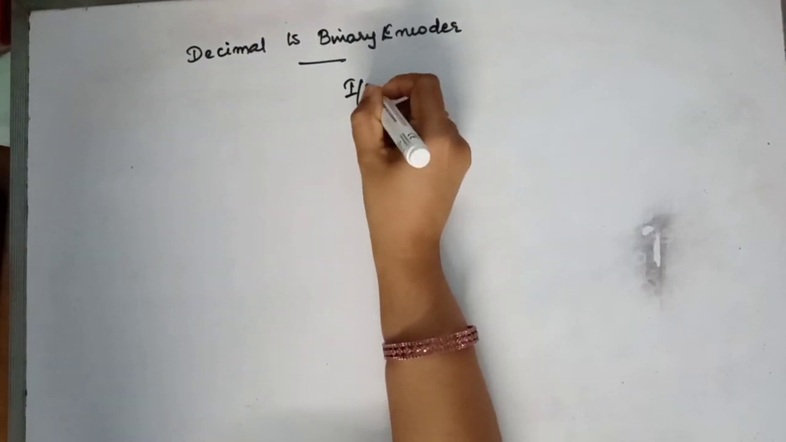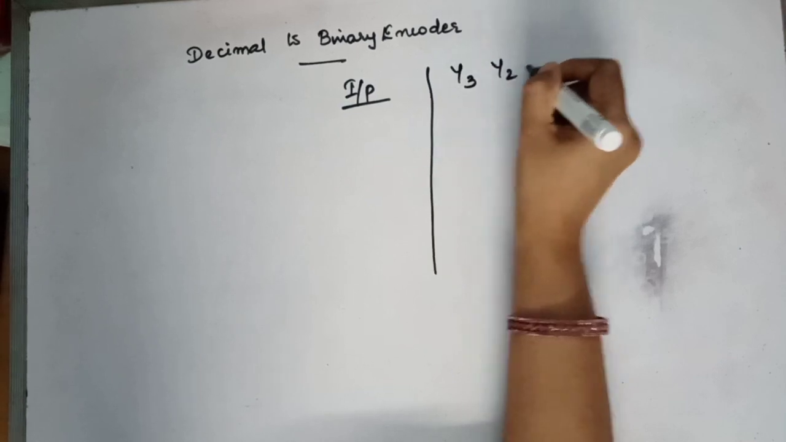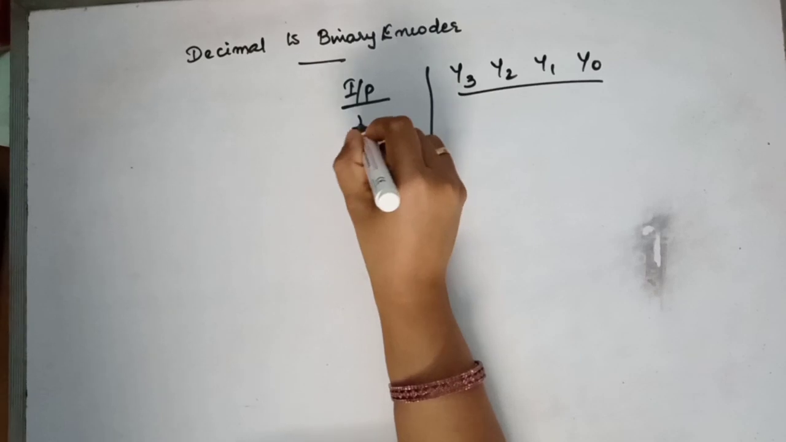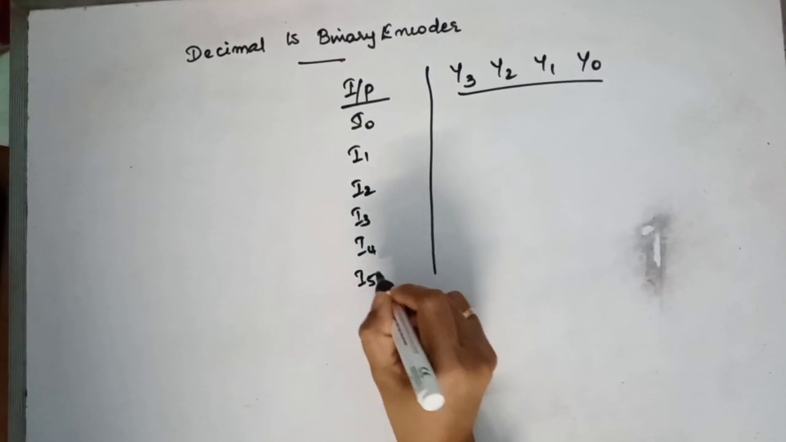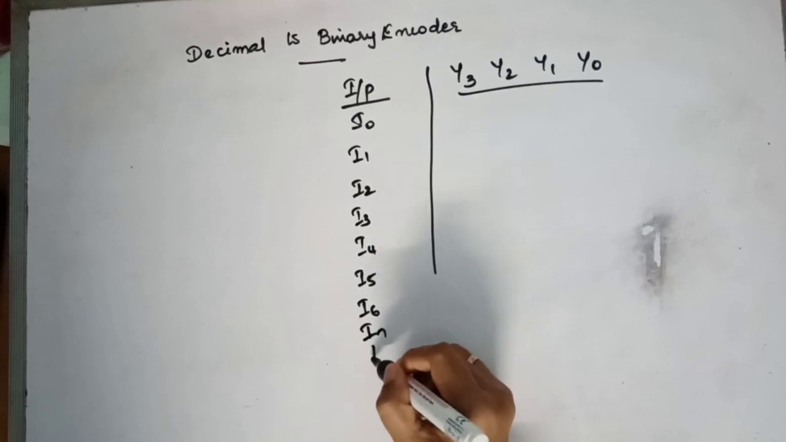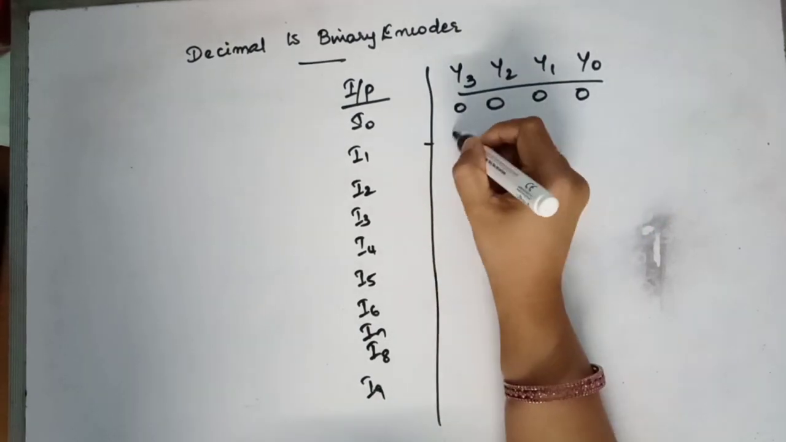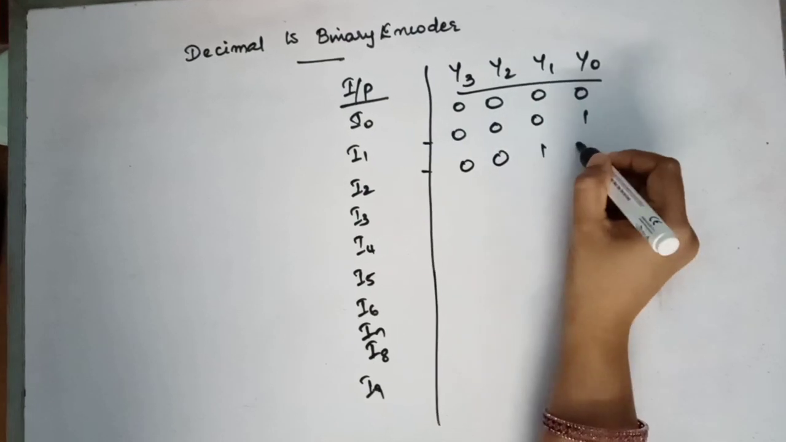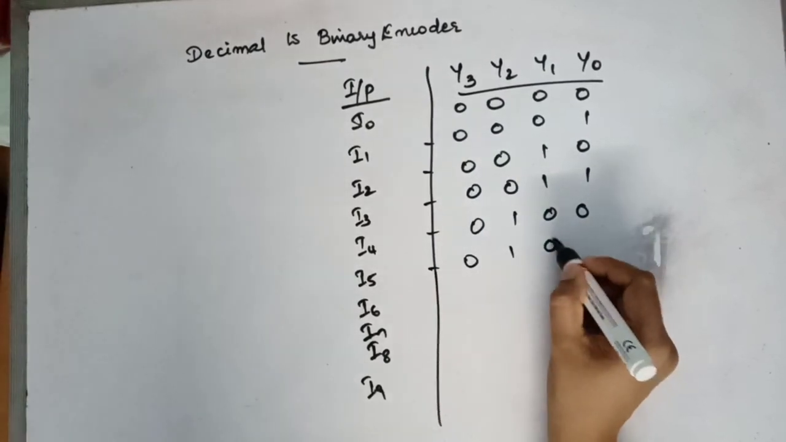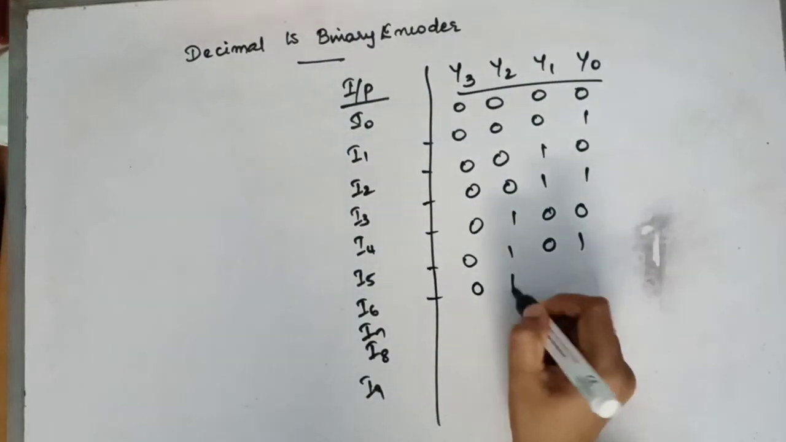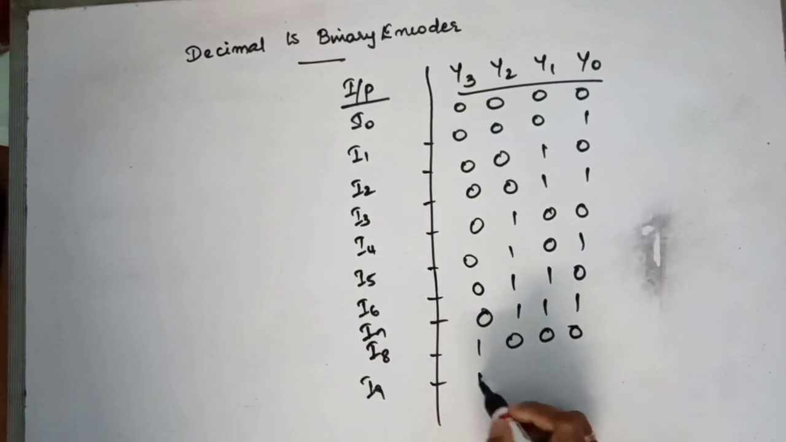So we'll write it in the easiest way. Input and output will be, say, y3, y2, y1, y0. So input can be I0, I1, I2, I3, I4, I5, I6, I7, I8, I9, and output will be 0000, 0001, 0010, 0011, 0100, 0101, 0110, 0111, 1000, 1001.